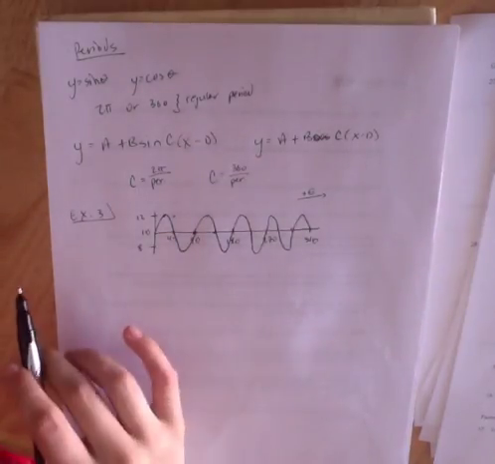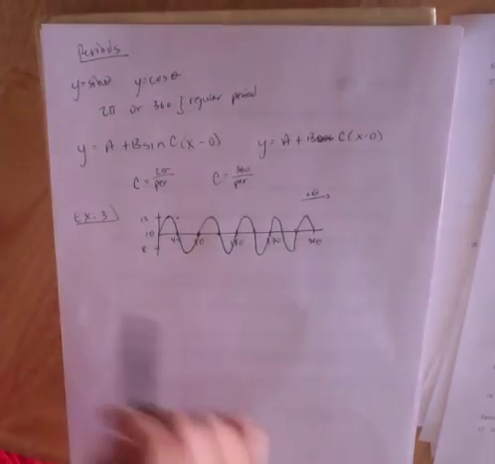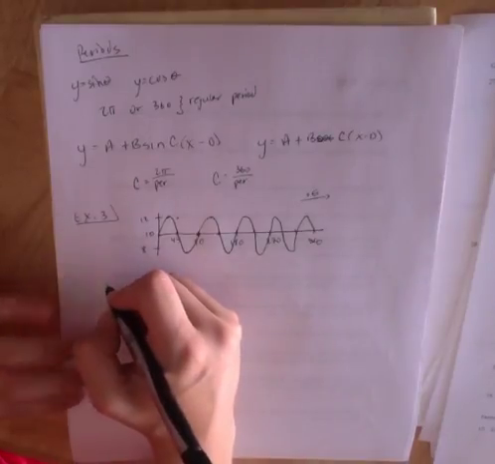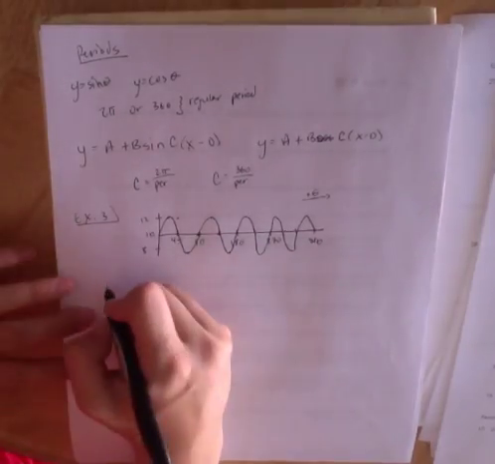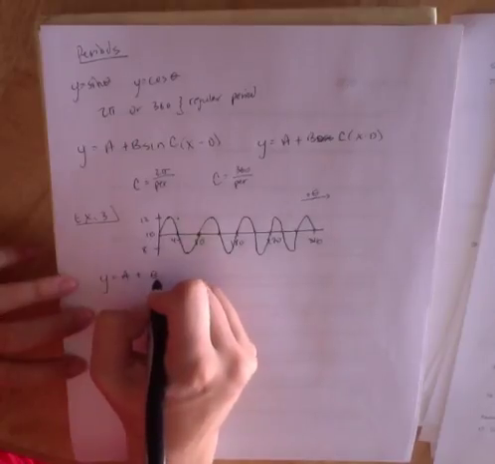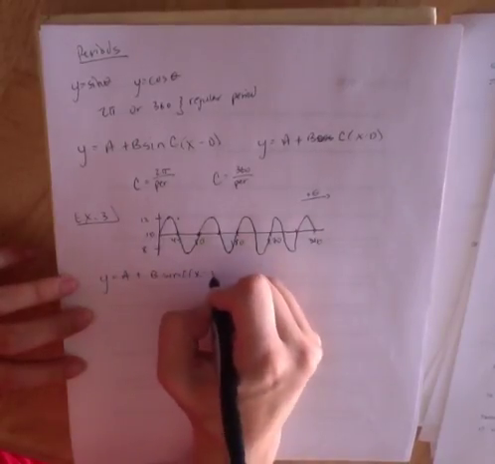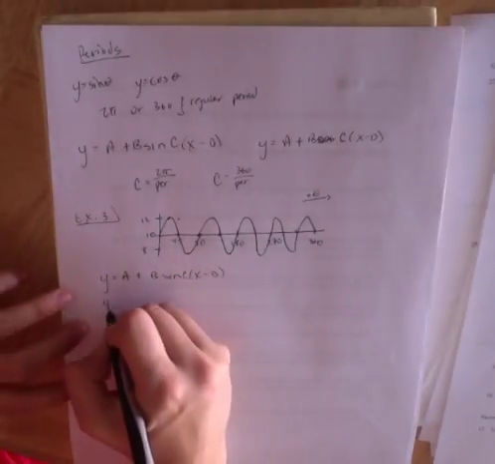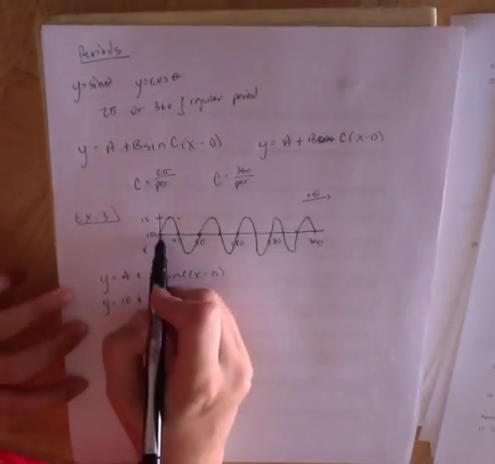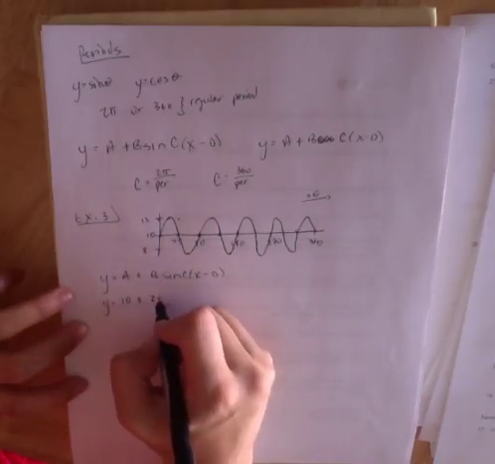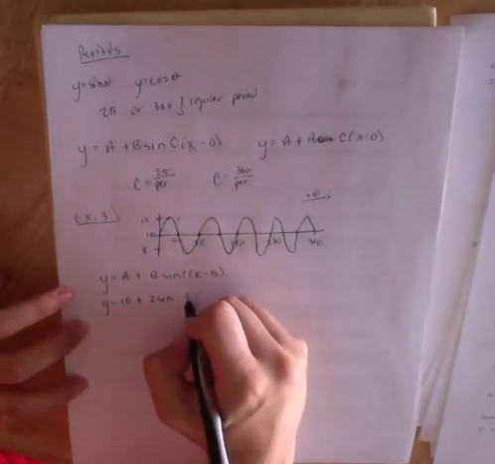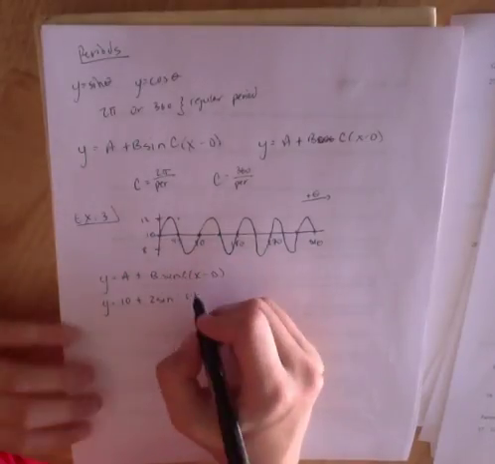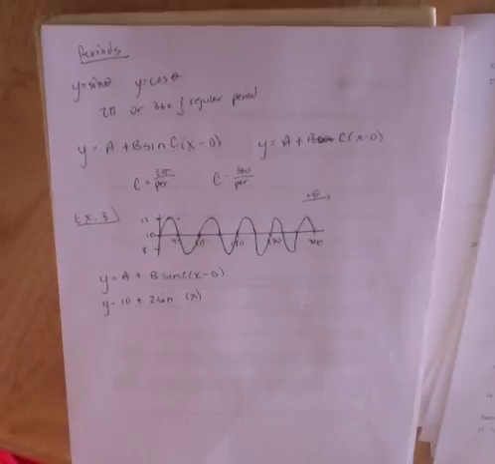So we see we have a lot of cycles happening, right? And we want to write the equation of this curve. Let's write it as a sine function. So y equals a plus b sine of c times x minus d. Now we see our center line is 10. So y equals 10 plus, and my height is 12, which means my amplitude is 2. And if we look here, we are going through 0, 0. We don't have any shift, so this is just going to be x.